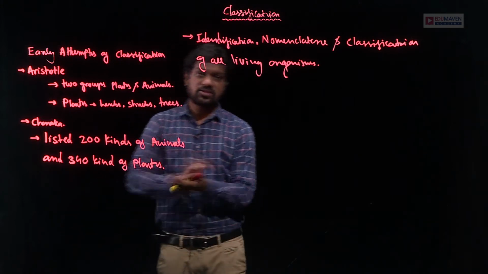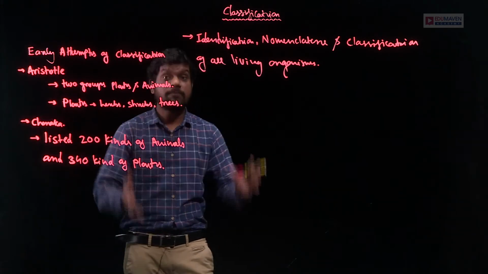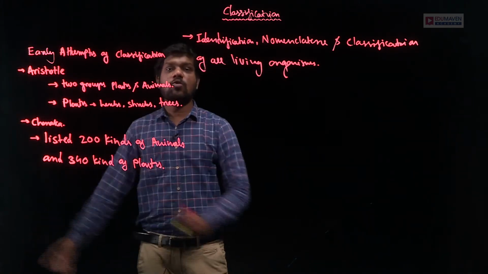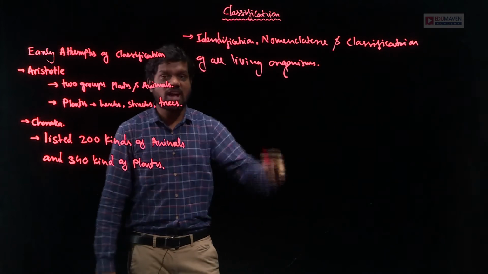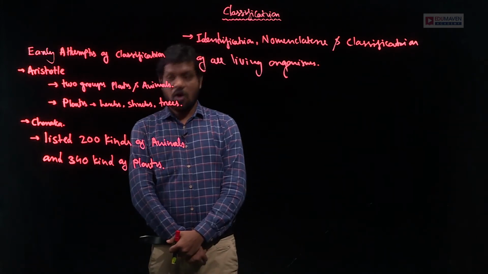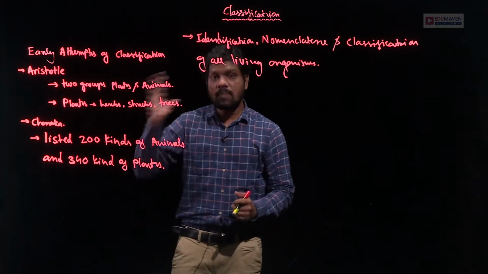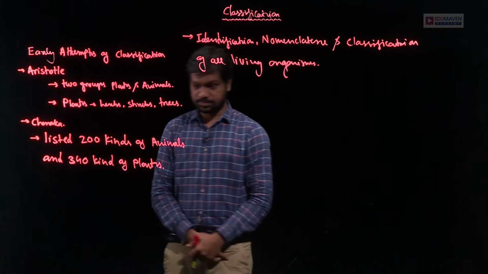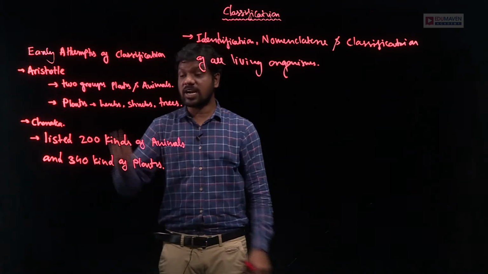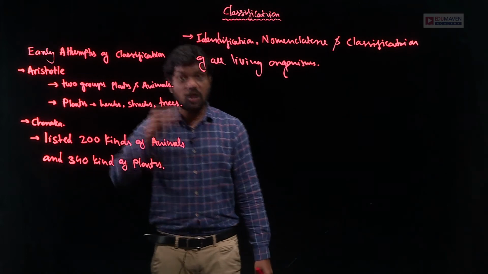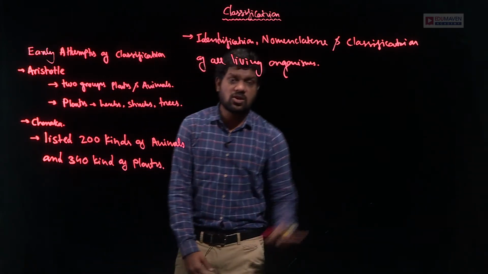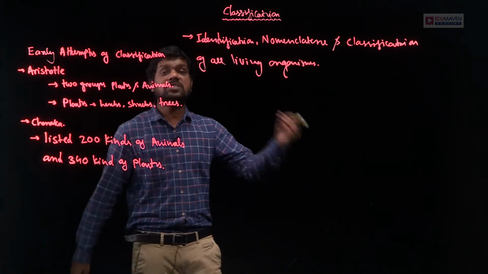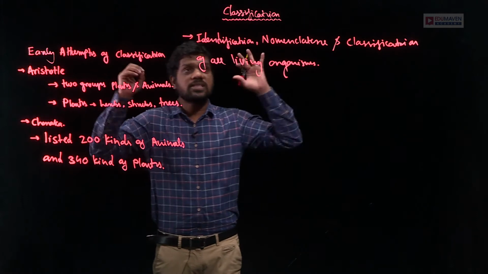studied all the characteristic features. Apart from that, he also studied all kinds of medicinal features of different types of plants, and that he included in his book, and that book is called Charaka Samhita. Okay, so what he did, he listed approximately 200 kinds of animals. Apart from that, he also listed 340 kinds of plants on the basis of their characters, on the basis of their medicinal property. So this was a very simplified earlier attempt of how plants and animals were classified.